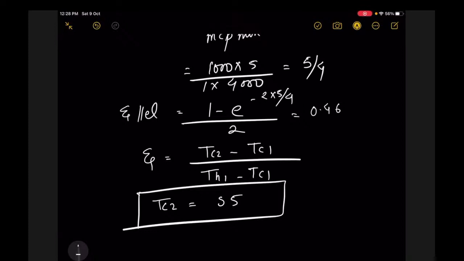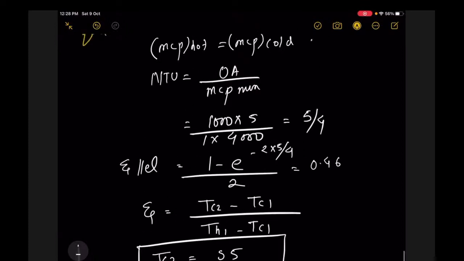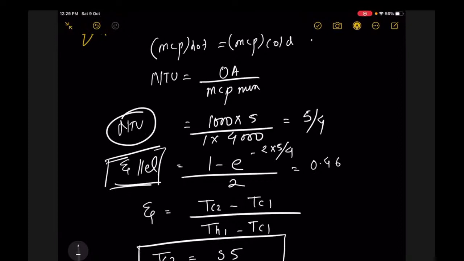Okay, done with this question. So here you can see how we have calculated the efficiency using NTU. From here we have calculated the NTU, and we know this formula when MCp hot is equal to MCp cold. Parallel heat exchanger is given, so from there we calculated the efficiency. So this is where the NTU method helps. Okay, done.